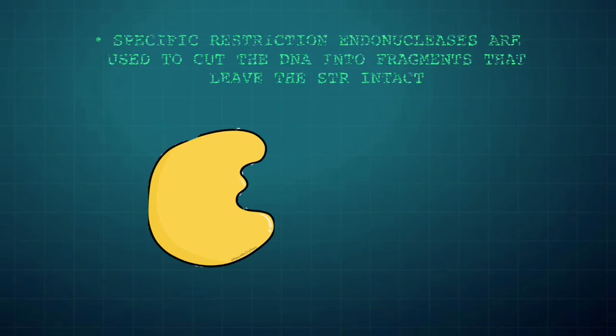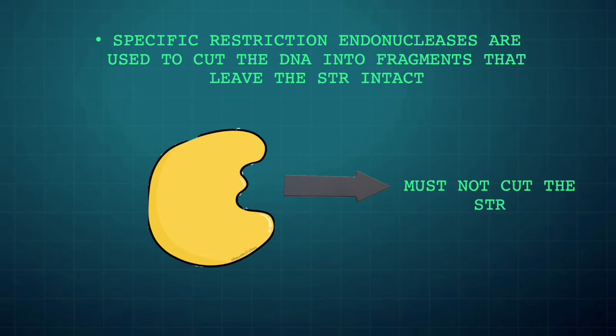The specific restriction endonucleases are used to cut up DNA into fragments that leave the STR intact. So remember, these repeats inside the non-coding areas need to be kept intact because this is what helps us make that unique DNA profile. So the enzyme that cuts up the DNA must not recognize and cut the STR. The recognition site must not be contained within this STR.